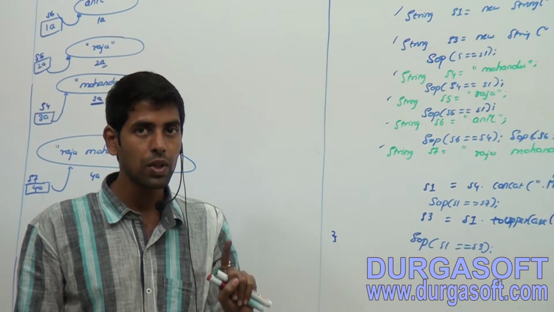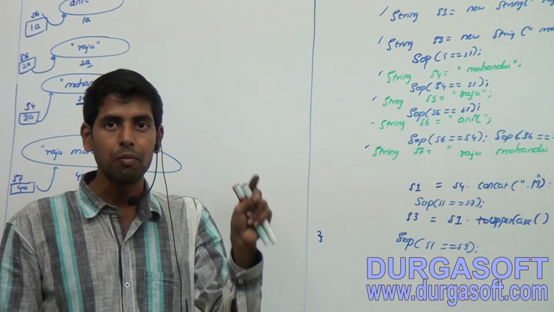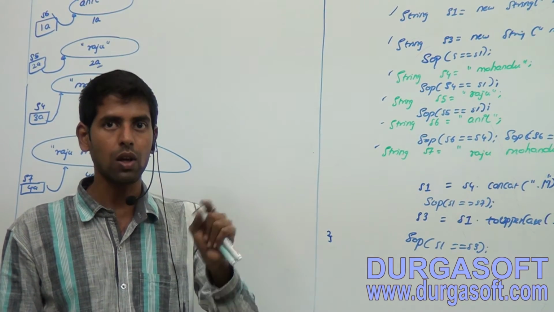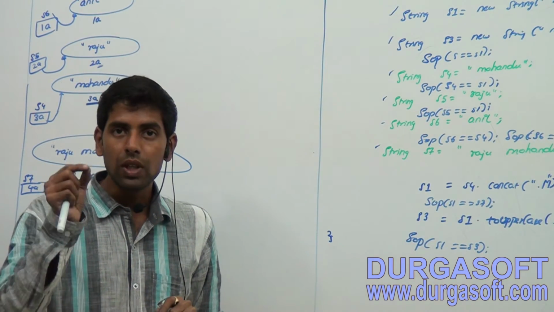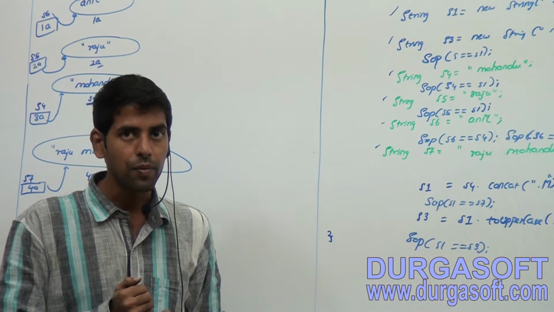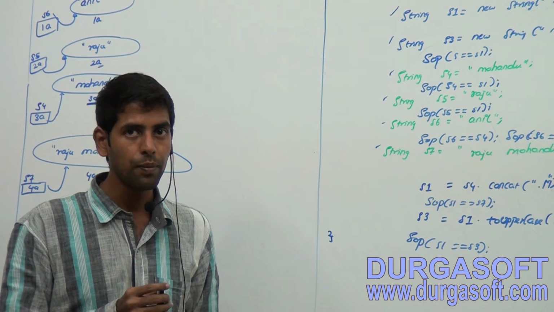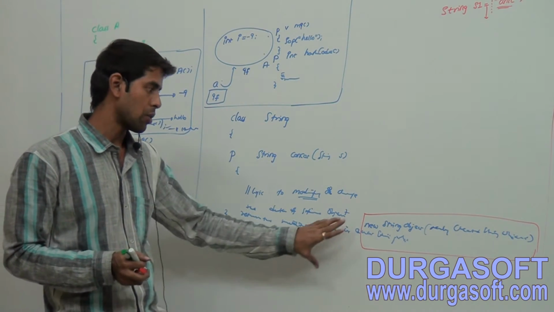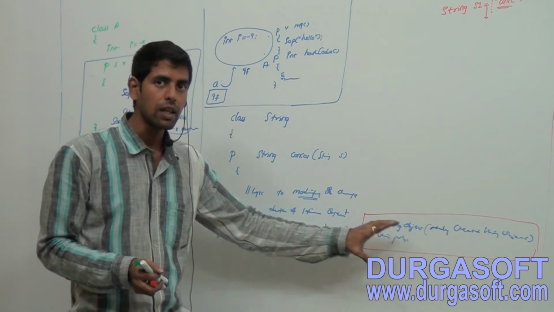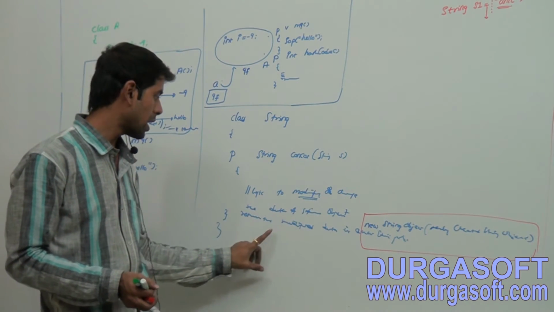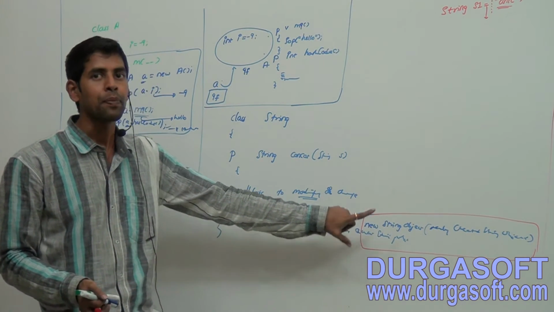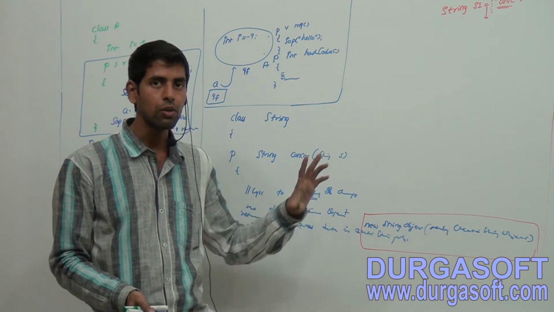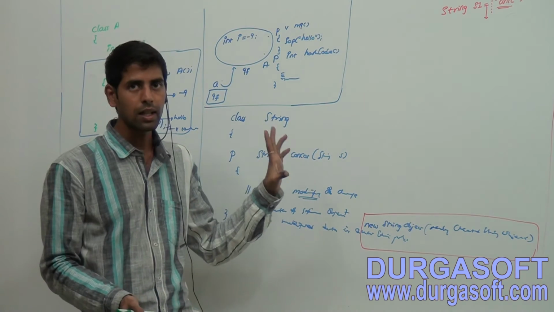What is available within the concat method? What is available as logic or implementation within the concat method? It is used to put the new data. Observe a new string object. Within the new string object, the modified data will be placed, and that will be returned as an output or a value by this concat method to us.